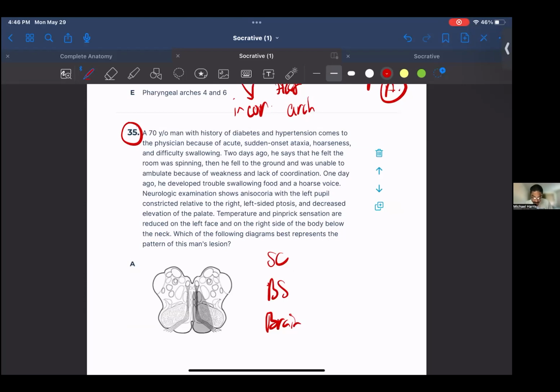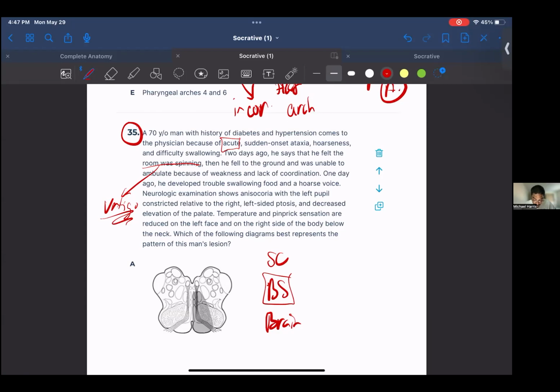So 70-year-old man with history of diabetes and hypertension. Okay, acute sudden onset ataxia, hoarseness, and difficulty swallowing. Okay, I'm not sure, but acute makes me think that this is most likely a blood vessel issue. 2 days ago, he says that he felt the room was spinning. So this is making me think vertigo. So maybe brainstem related. When he fell to the ground and was unable to ambulate because of weakness and lack of coordination. 1 day ago, he developed trouble swallowing food and a hoarse voice.